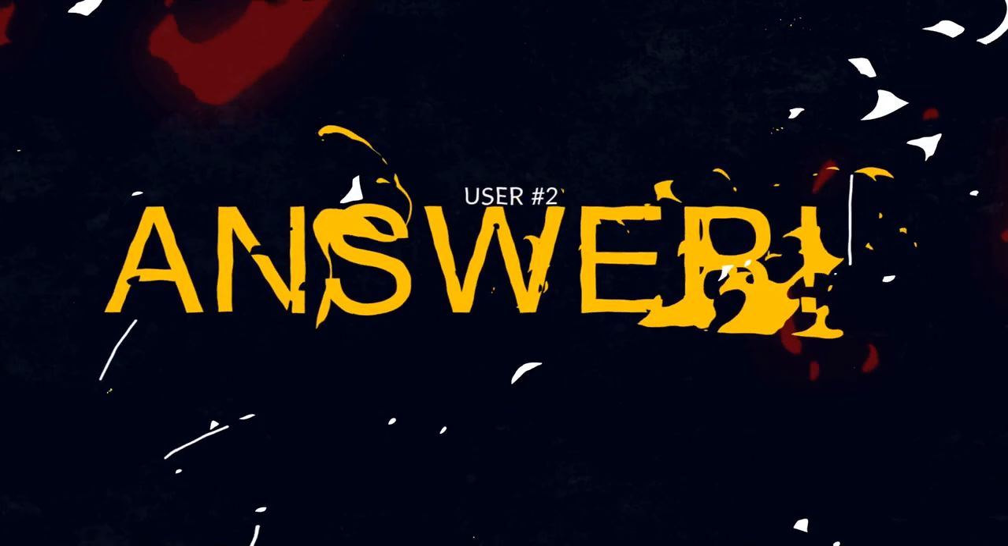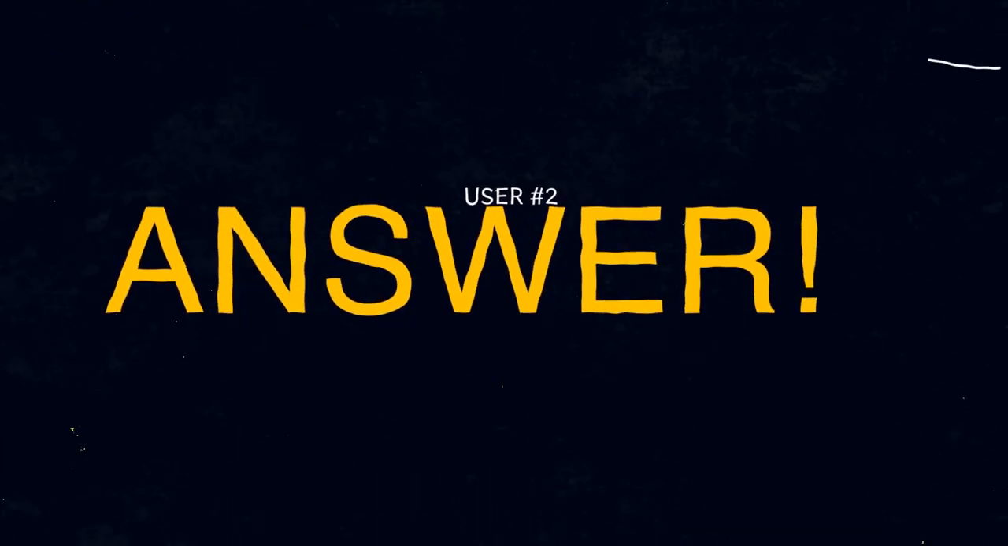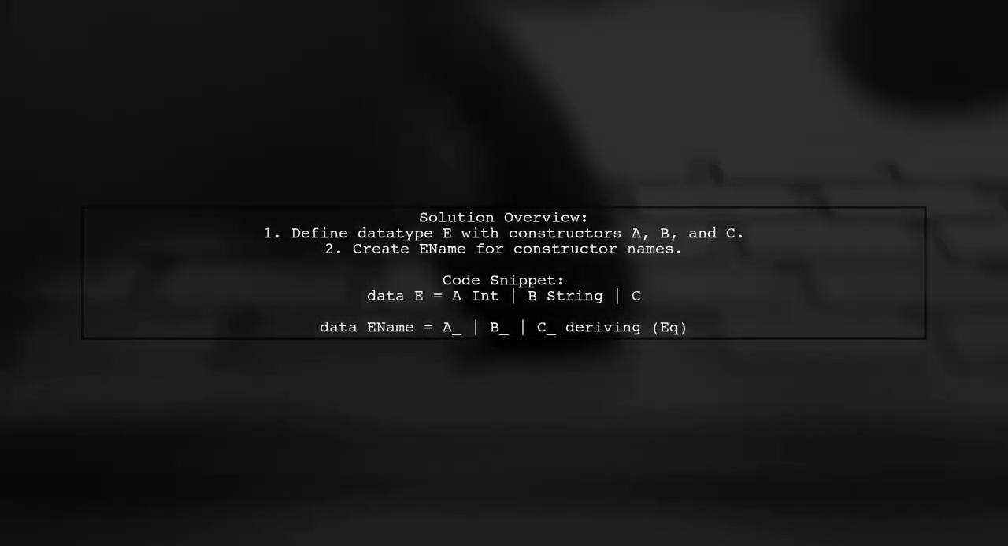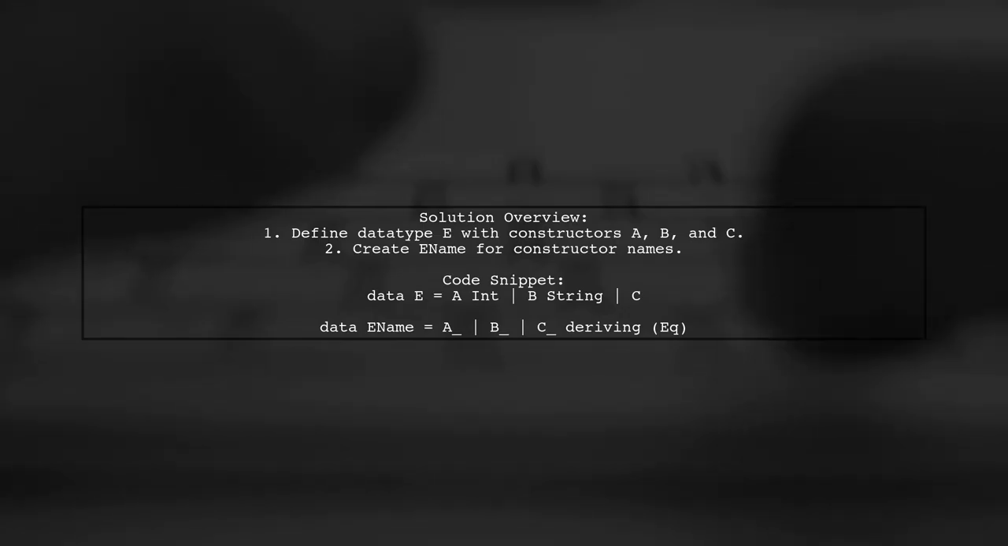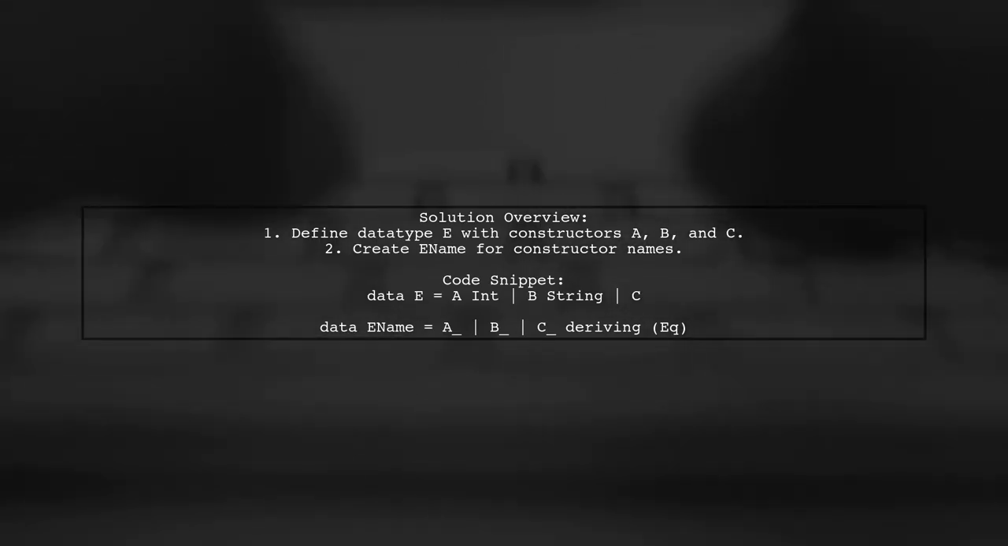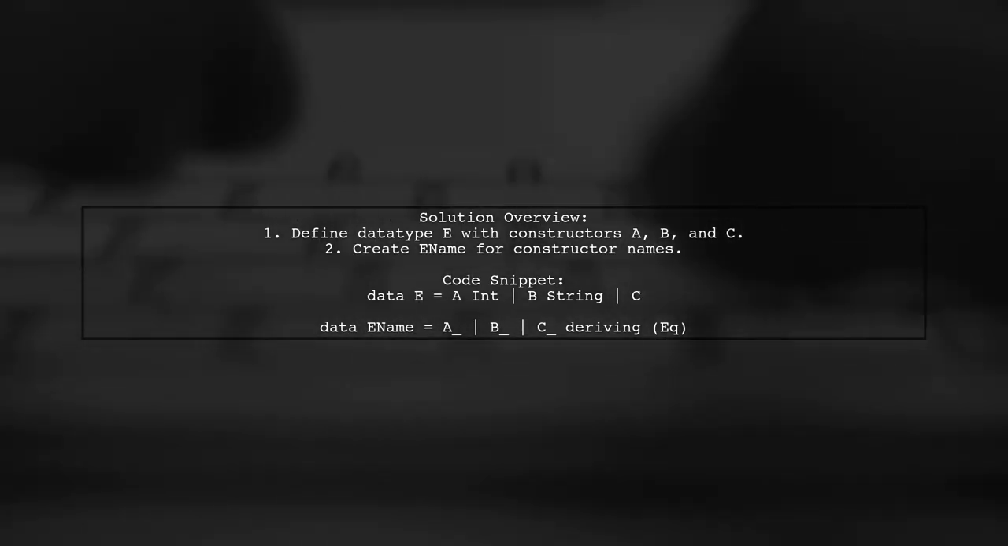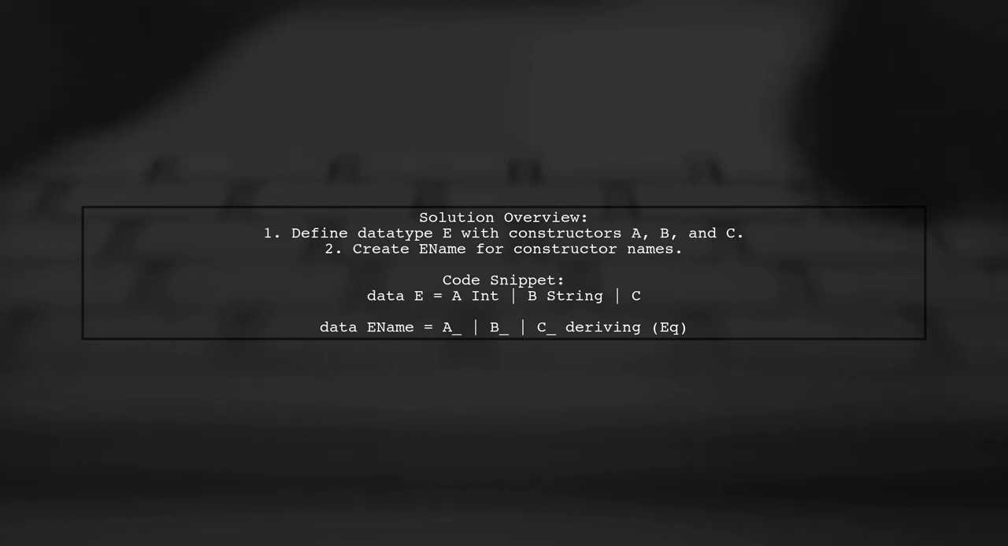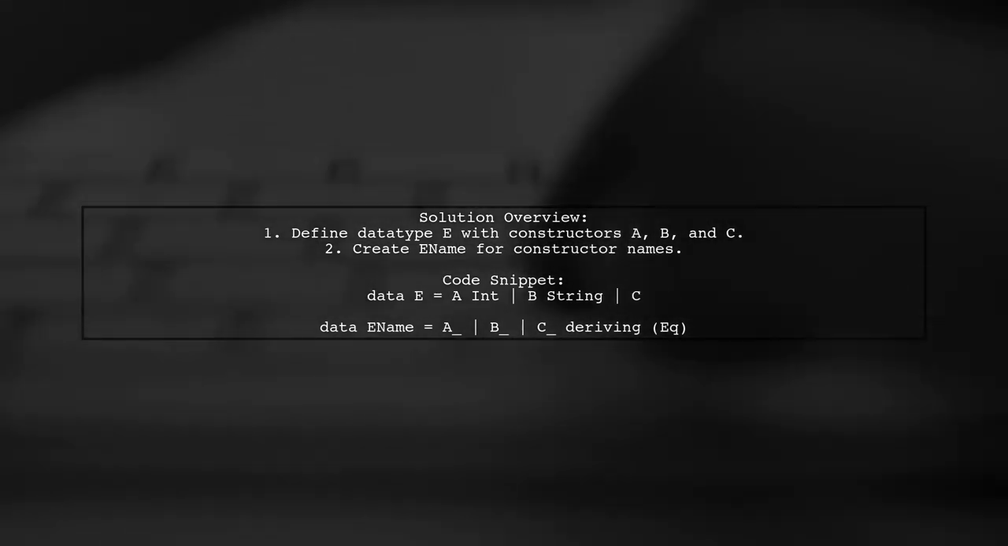Let's now look at another user-suggested answer. To check if two values have the same head constructor, we can define a simple solution without relying on external libraries. First, we create a data type for our constructors and a corresponding data type for their names.